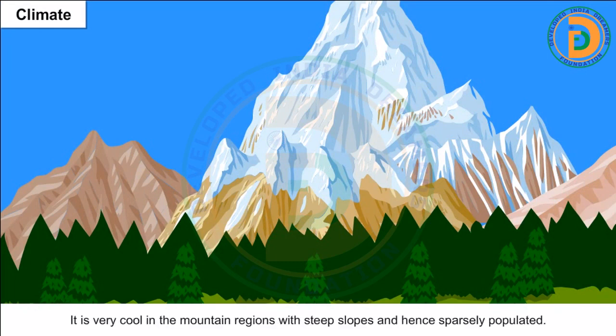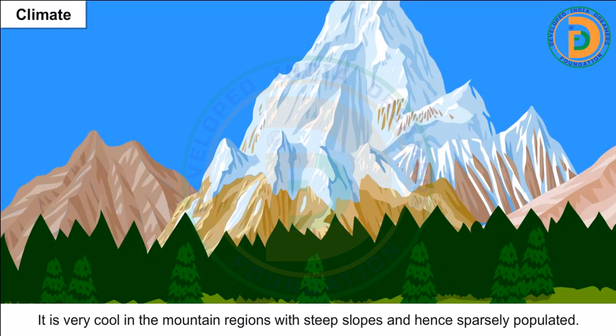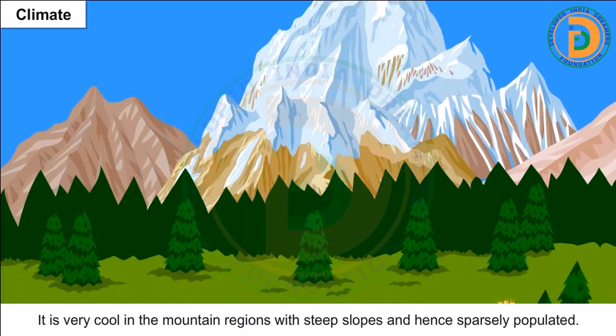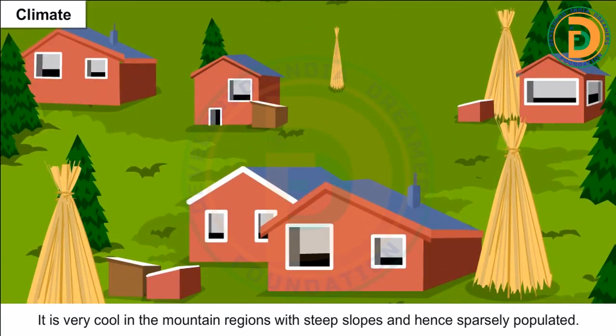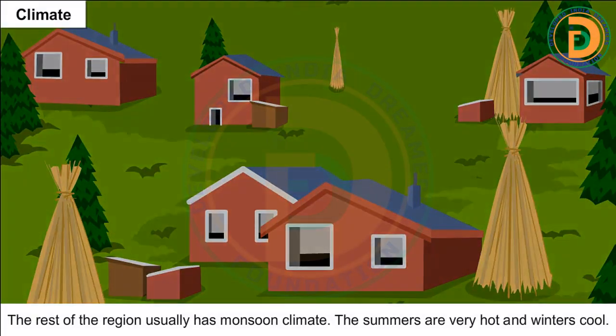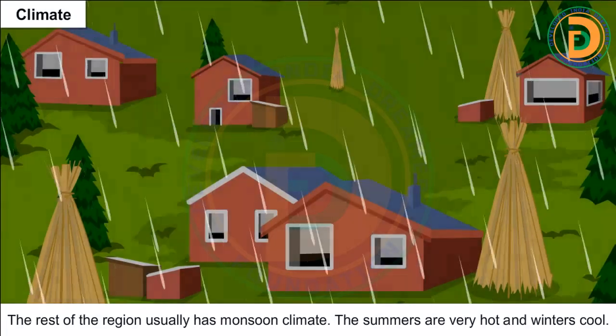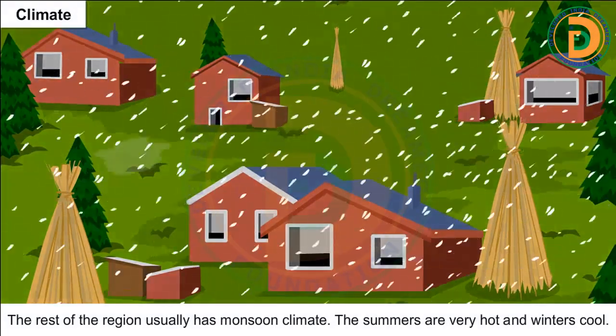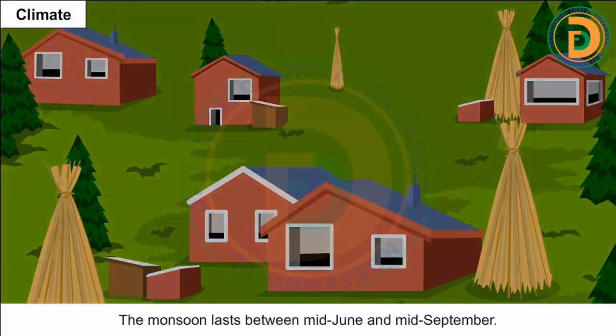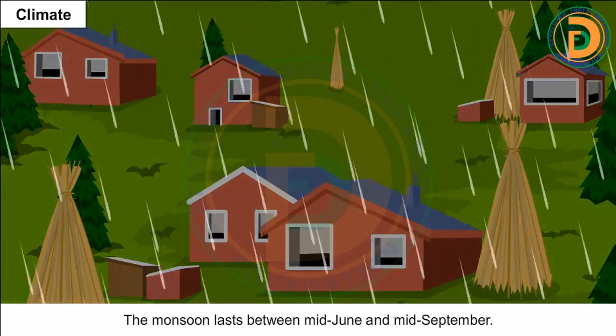Climate. It is very cool in the mountain regions due to steep slopes and hence sparsely populated. The rest of the region usually has monsoon climate. The summers are very hot and winters cool. The monsoon lasts between mid-June and mid-September.